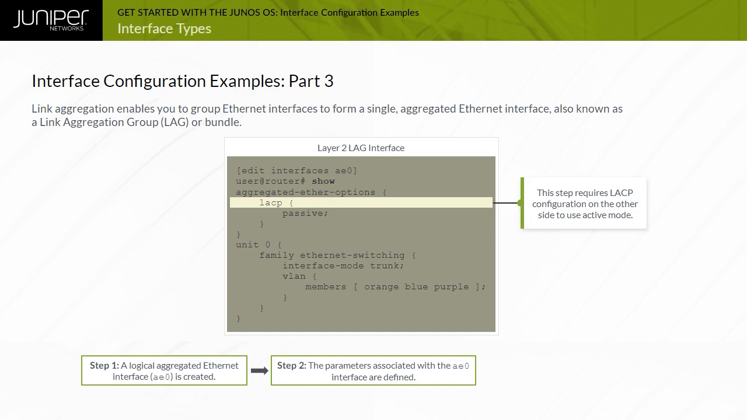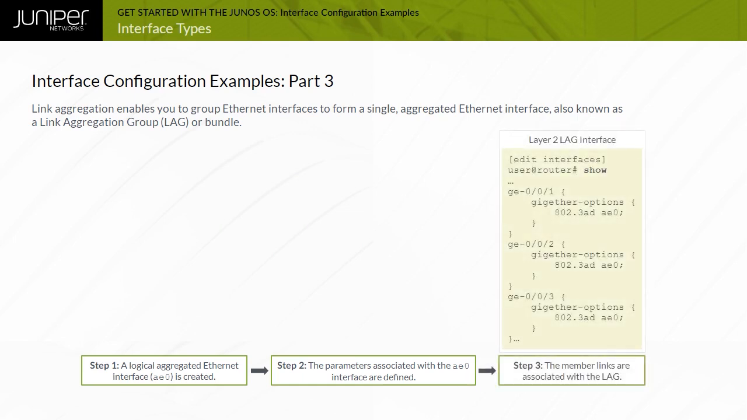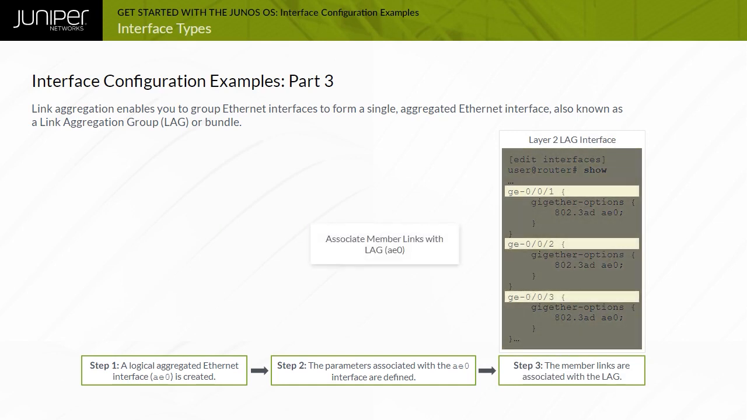As previously indicated, if LACP is used, at least one side must be configured in active mode to successfully establish the connection. The final step is to associate the member links with the LAG. In this example, 3 physical interfaces are associated with the aggregated Ethernet interface, AE0.